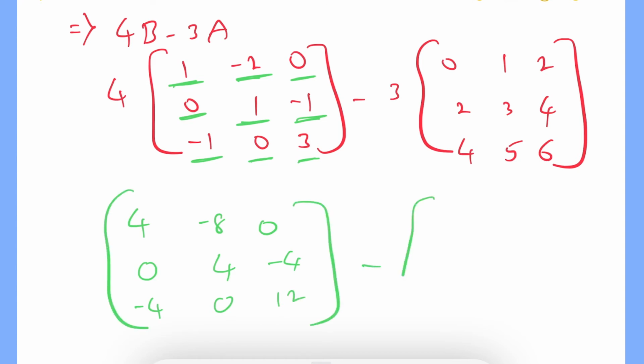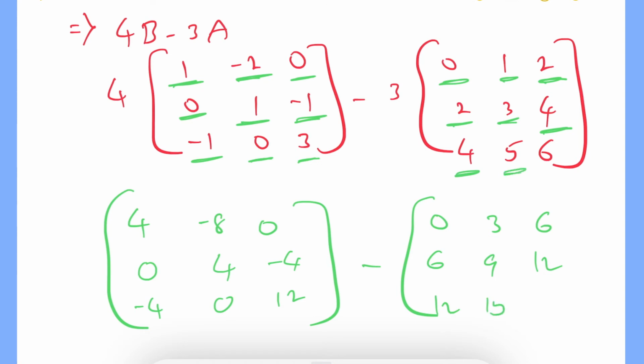Minus 3 into 0 is 0, 3 into 1 is 3, 3 into 2 is 6, 3 into 2 is 6, 3 3s are 9, 3 4s are 12, 3 4s are 12, 3 5s are 15, 3 6s are 18.